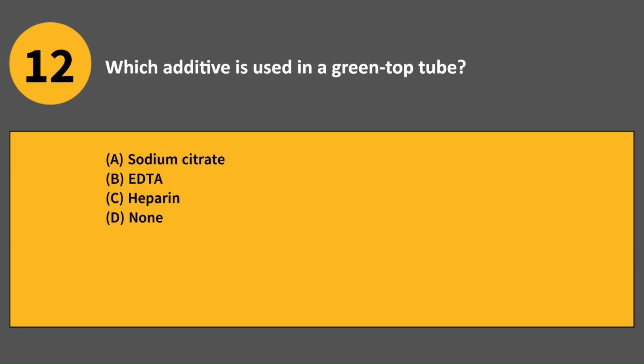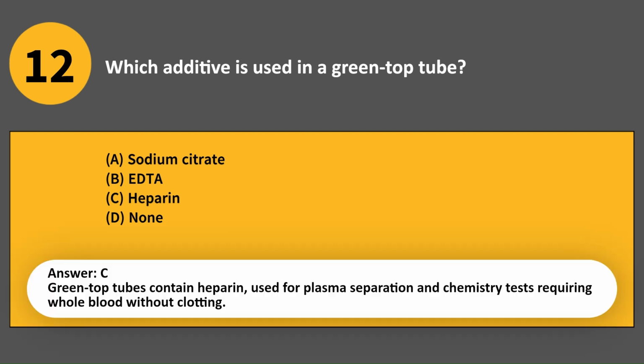Which additive is used in a green top tube? A. Sodium citrate. B. EDTA. C. Heparin. D. None. Answer C. Green top tubes contain heparin, used for plasma separation and chemistry tests requiring whole blood without clotting.